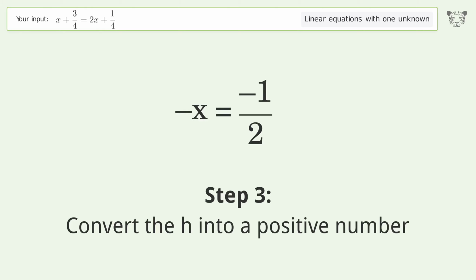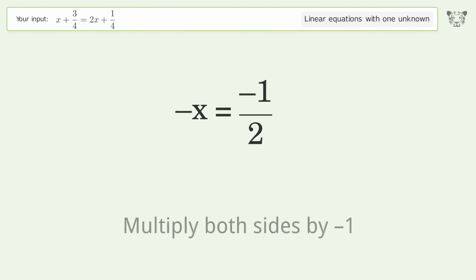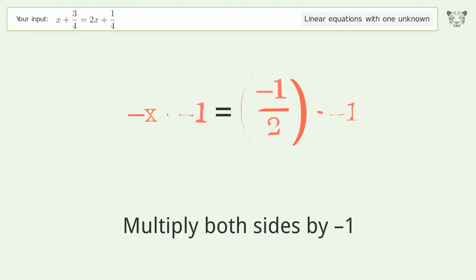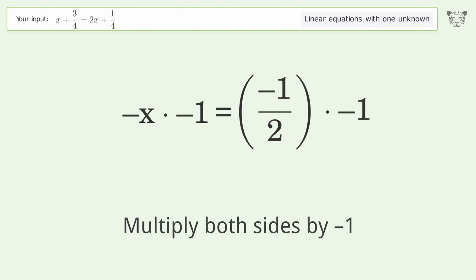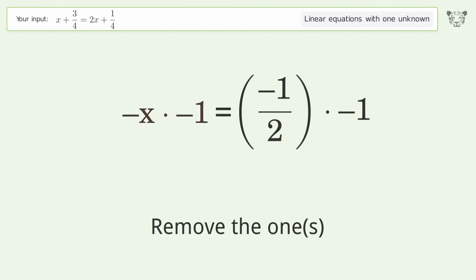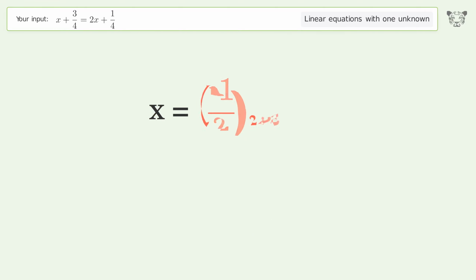Convert the x into a positive number. Multiply both sides by -1. Remove the ones. And so the final result is x equals 1 over 2.